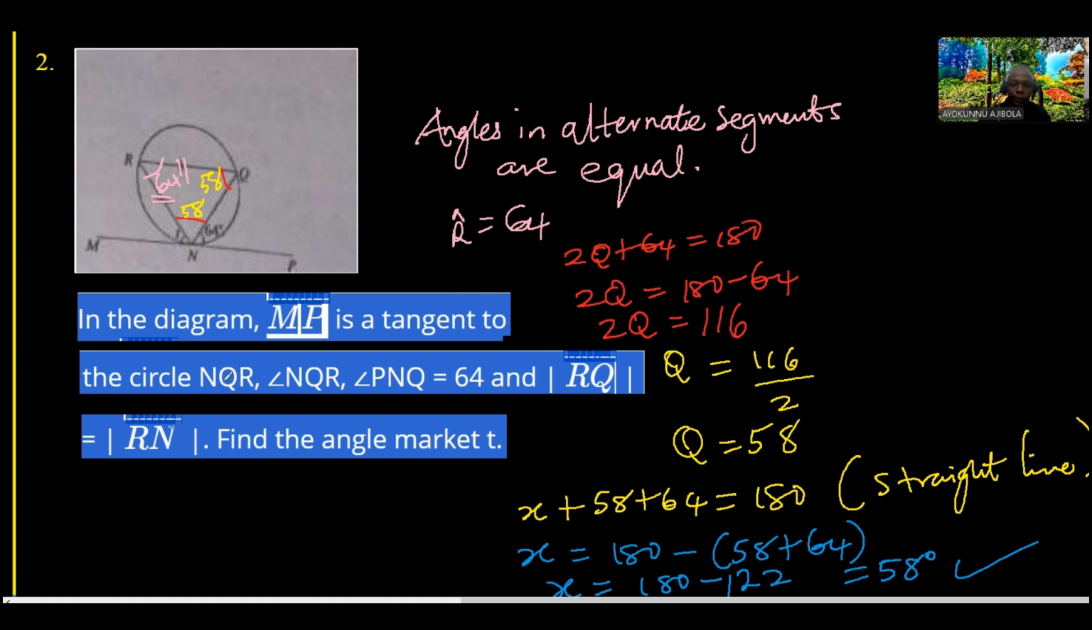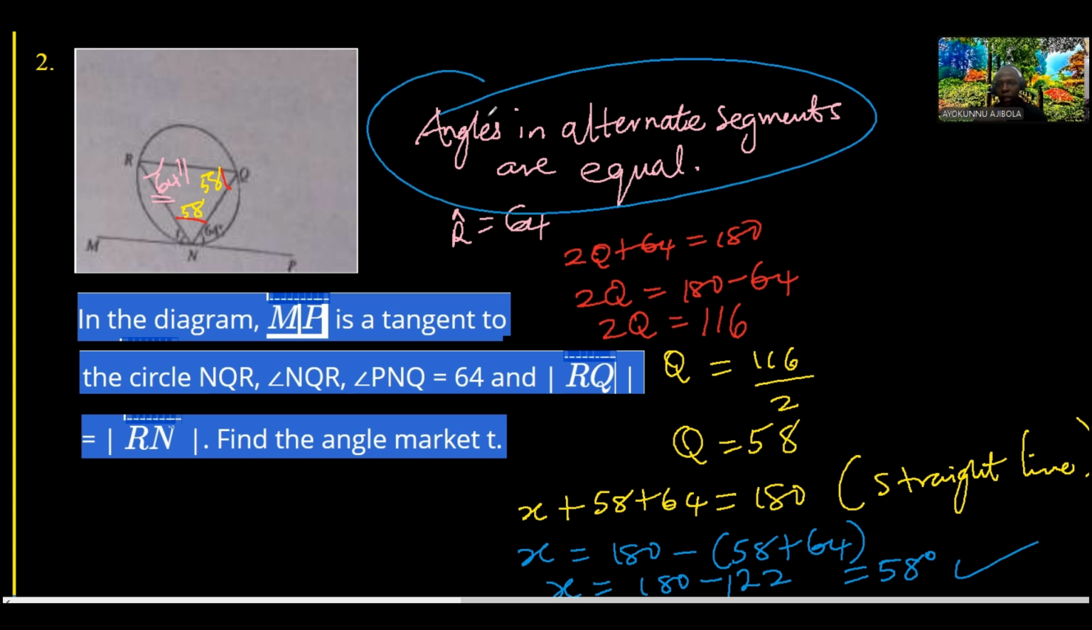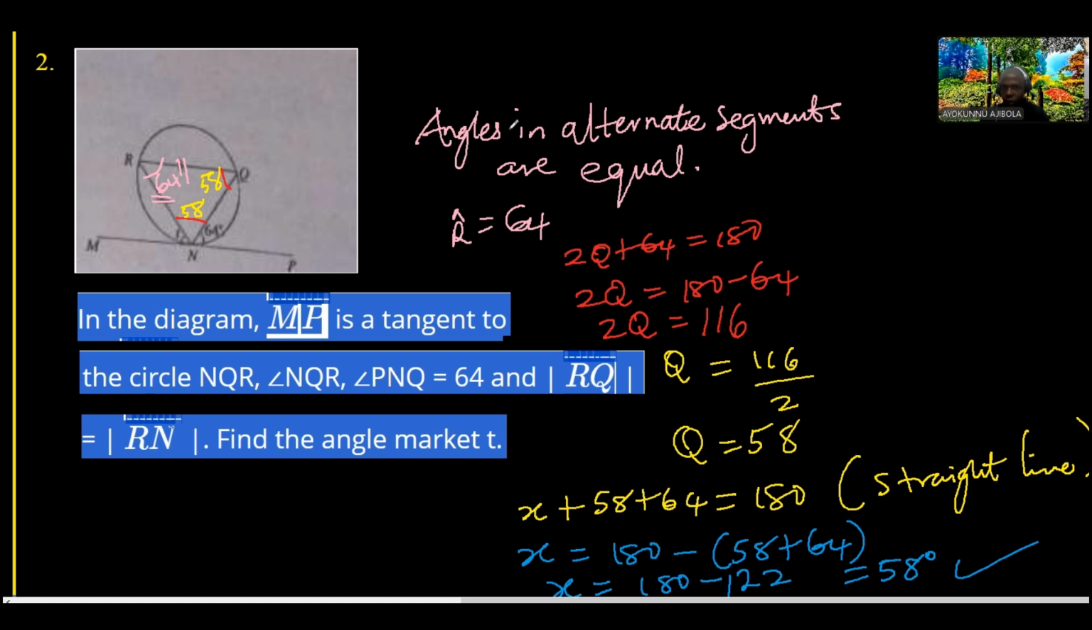Is that clear? Yeah. So again, the principle we used is angles in alternate segments are equal. So this x is supposed to be equal to 58, while this 64 is supposed to be equal to the angle at R. So that is the principle there. Is that clear?